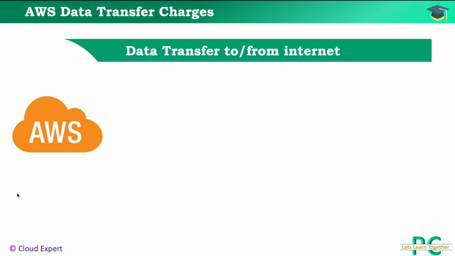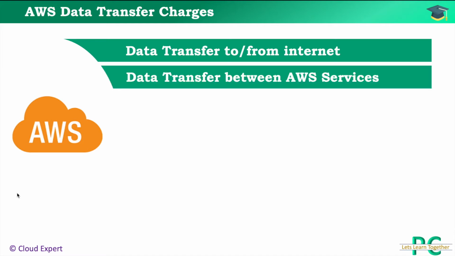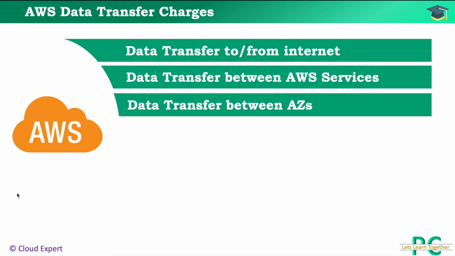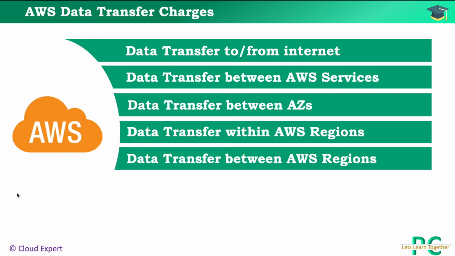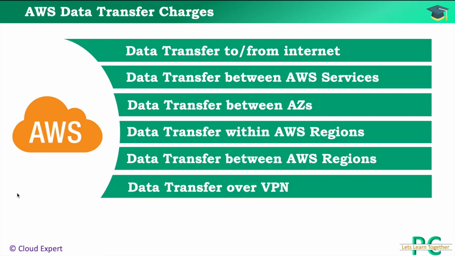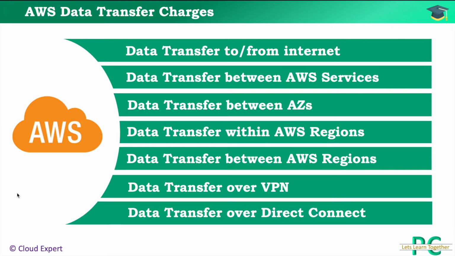We will start with data transfer to or from the internet. Then we'll review data transfer between AWS services, followed by data transfer between different availability zones, then data transfer within AWS regions, and then data transfer between AWS regions. And if you have a hybrid use case where you are using on-premise data centers and the AWS cloud simultaneously, then what is the data transfer if you are using a VPN solution? Or what is the data transfer if you are using a Direct Connect solution?